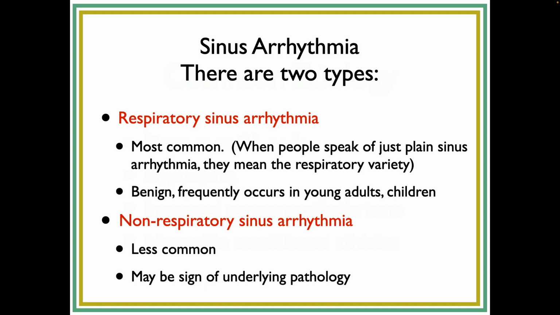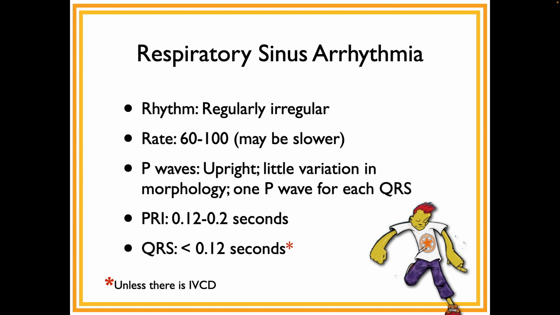So let's look at it. Respiratory sinus arrhythmia, regularly irregular. The rate is 60 to 100. It's really rare to be able to see sinus arrhythmia with tachycardic rhythms. P waves, again, the rest of it is just a sinus rhythm, okay? Respiratory sinus arrhythmia is a normal sinus rhythm or a sinus brady that's made irregular by respirations. In all other ways, it's the same.